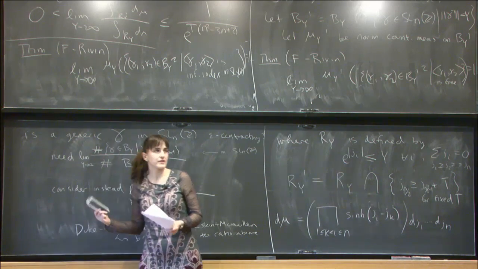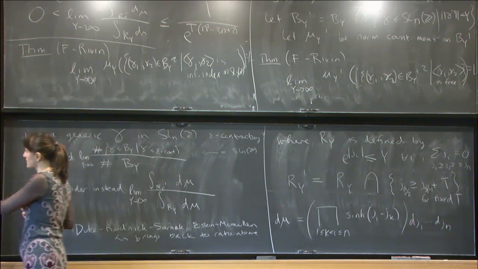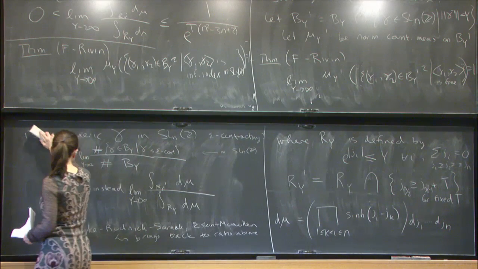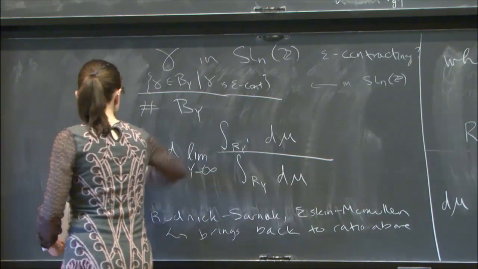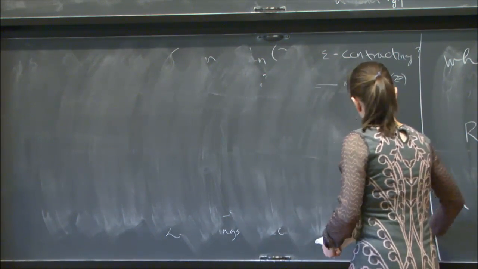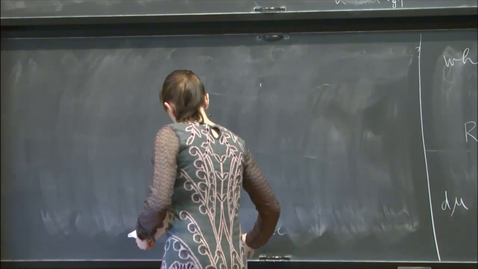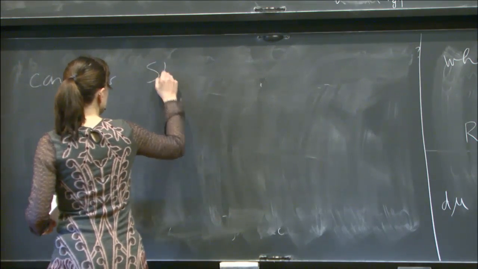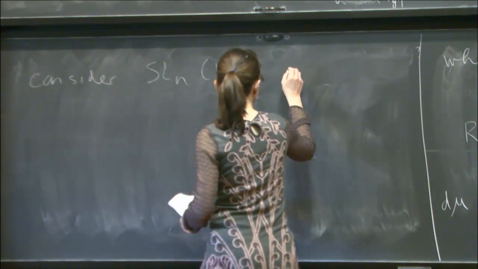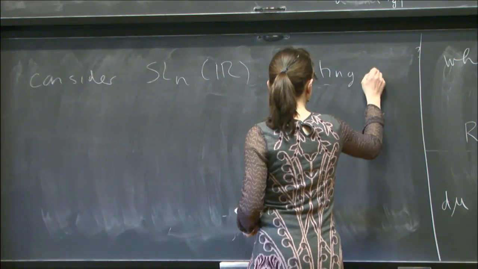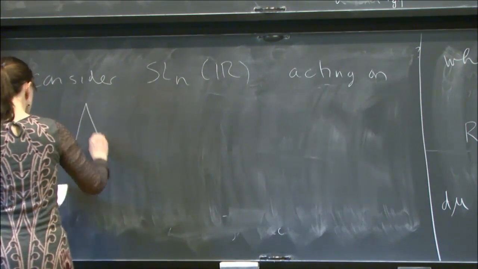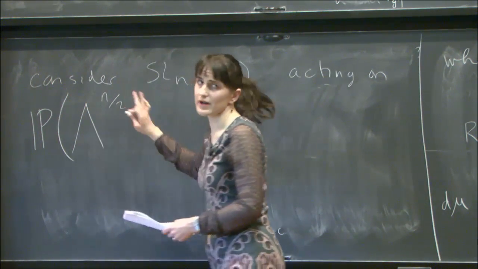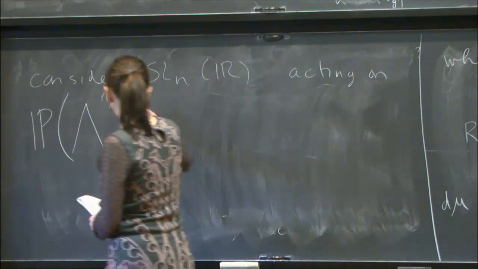Instead of considering the action of SL(n, R) now on this P^{n-1}(R), on this projective space here, you consider its action on a projective space of a larger dimension. Okay, so consider SL(n, R) acting on now the projective space of the n over 2 exterior power, it'll be n minus 1 over 2 for n odd, of R^n.